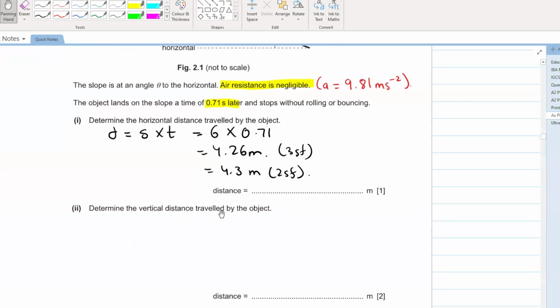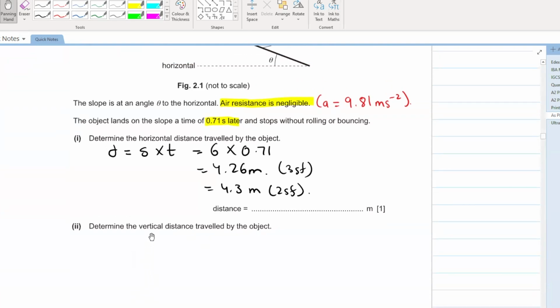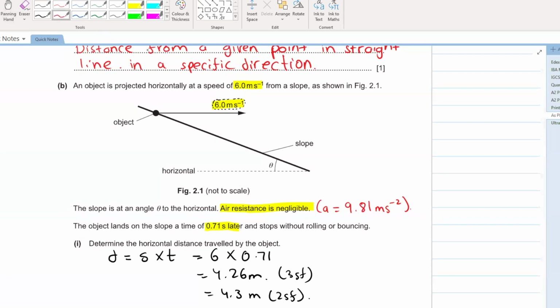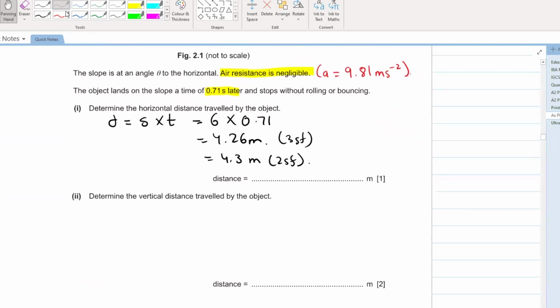Now you have to calculate the vertical distance traveled by the object. This is pretty interesting. Whenever your object or ball is launched horizontally, now this is a keyword that I have discussed multiple times, the initial vertical velocity is 0. The time is 0.71 seconds. The acceleration is 9.81 m/s².